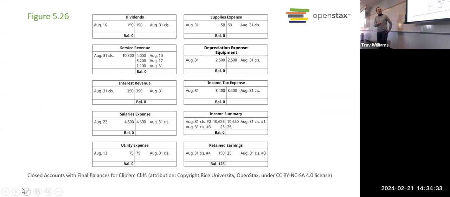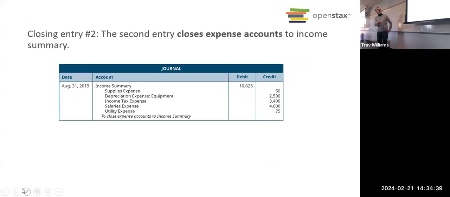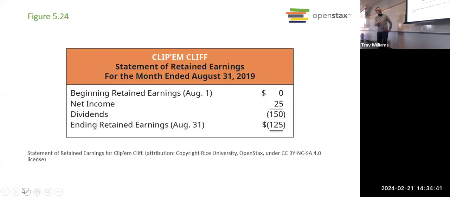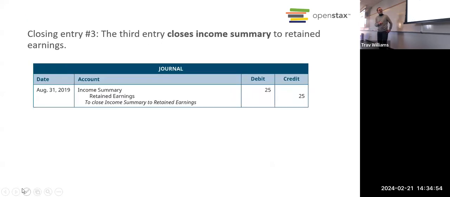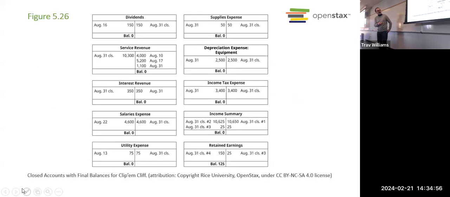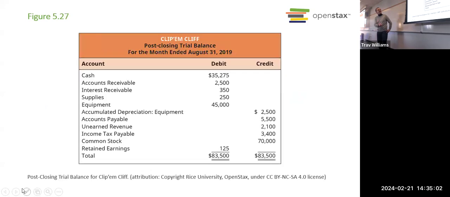Retained earnings, right? That is a permanent account, and we see now, if you remember from the retained earnings statement back here, the ending retained earnings balance is 125. Actually, it's negative 125, right? This company paid out dividends and it didn't have enough profit to do that. So that negative $125 is a debit to retained earnings. It reduces how much retained earnings we have.